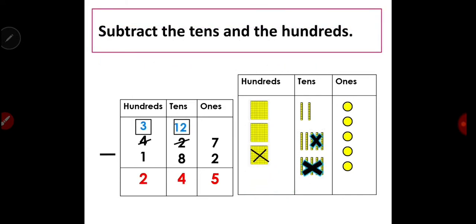The third and the last step. Subtract the tens and the hundreds. 12 tens take away 8 tens is equal to 4. 3 hundreds take away 1 hundred is equal to 200. Now, 427 take away 182 is equal to 245.